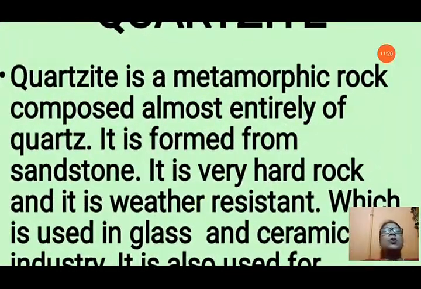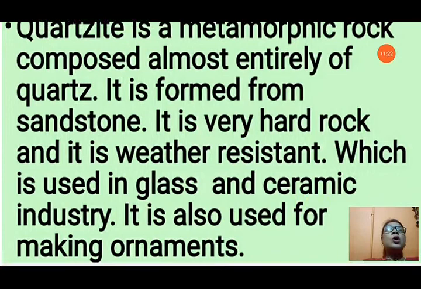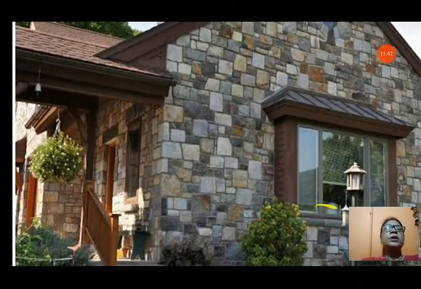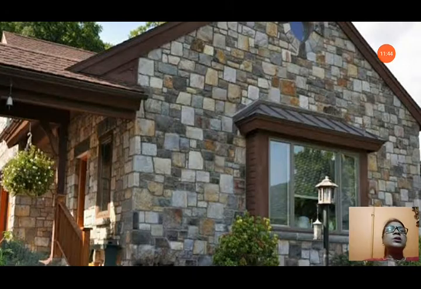Next is quartzite. Quartzite is a metamorphic rock composed almost entirely of quartz. That's why the name suggests quartzite. It is formed from sandstone. It is a very hard rock and it is weather resistant also, and is used in the glass and ceramic industry. It is also used for making ornaments. You can see here it is used in house walls also. Very nice it is. Different colors of quartzite are used in this and it looks so nice.